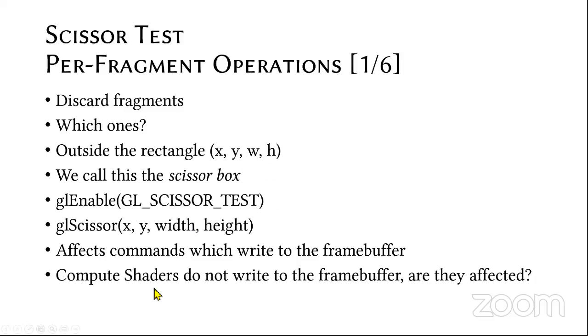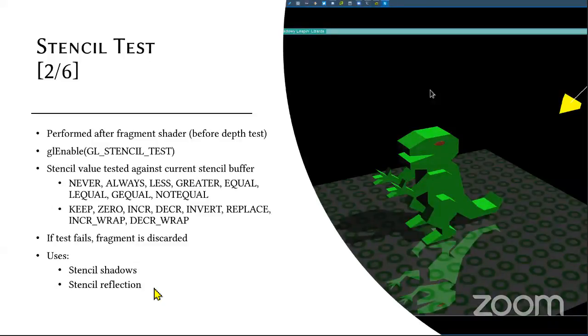This is going to affect commands which write to the frame buffer. And what that means is that, like I said, if we're drawing outside the box, we don't draw it. But we might be using compute shaders. And so one might ask the question, well, what happens if I'm running a compute shader? Because they don't write to the frame buffer, the default behavior is nothing happens to your compute shaders. So you can use this alongside a compute shader and it's going to operate correctly. All right, this one's pretty simple. If it's outside the box, then don't do anything with it.